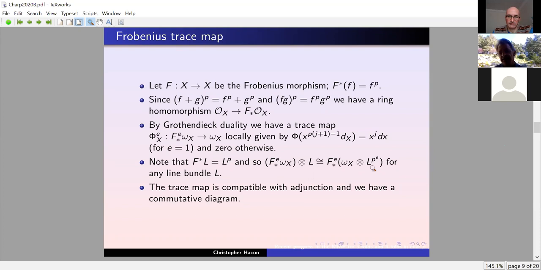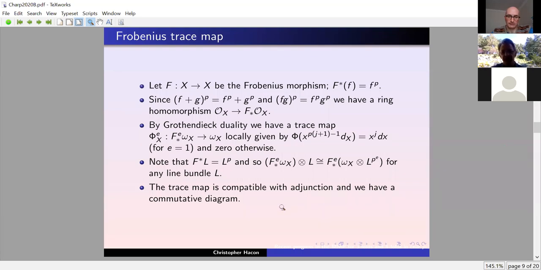So of course, if this line bundle is ample, then I will get vanishing: the higher cohomology of omega X tensor L to the p to the e will vanish for any e sufficiently big. And hence the cohomology of this push forward will also vanish.